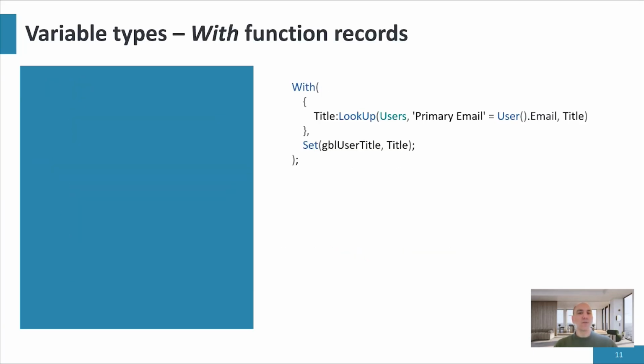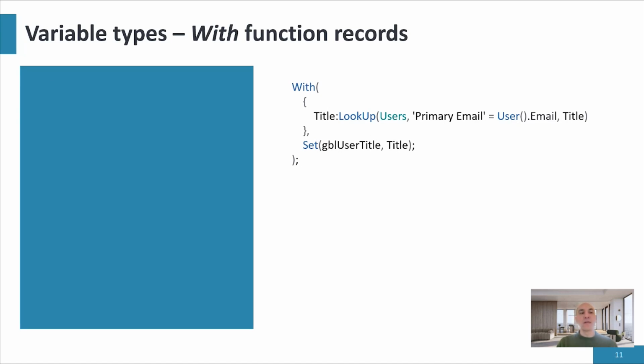Another type of variable I want to mention is a with function record. I wasn't using the with function when I started with Power Apps, I learned it a bit later on, but it's super, super useful. As an example, like the one at the top there, we have the with block, then in the curly braces, we've got this record, at the moment with only one field called title. We do a lookup on the users table to bring back a value, save it, and then after that, we use it in a global variable.